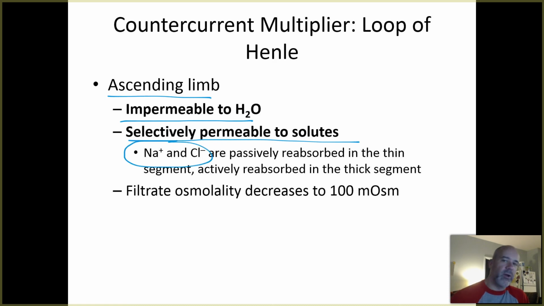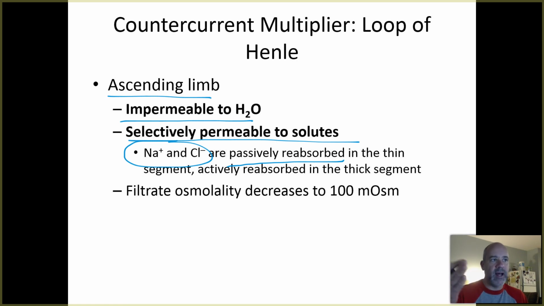And I know we're talking about solutes in general here, but it's mainly your sodium and your chloride ions that are the most involved in setting up this gradient of solute concentrations that we're discussing here. So sodium and chloride ions are passively reabsorbed in the thin segment. If you look at the diagrams of the ascending limb of the nephron loop and these juxtamedullary nephrons, there's a thin portion down at the bottom and a thicker portion up at the top.